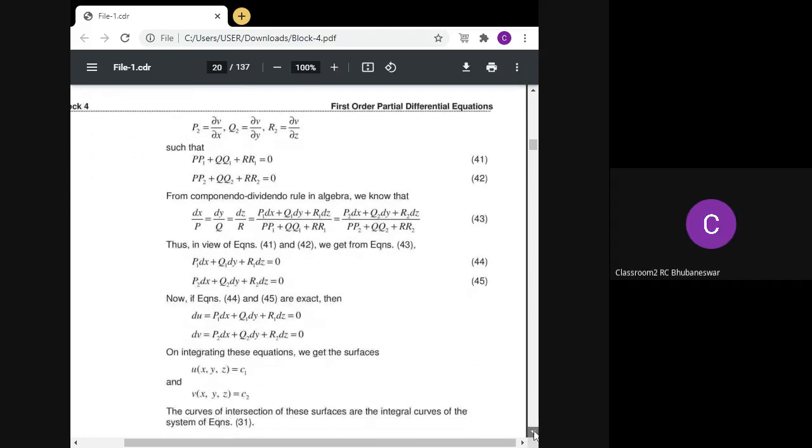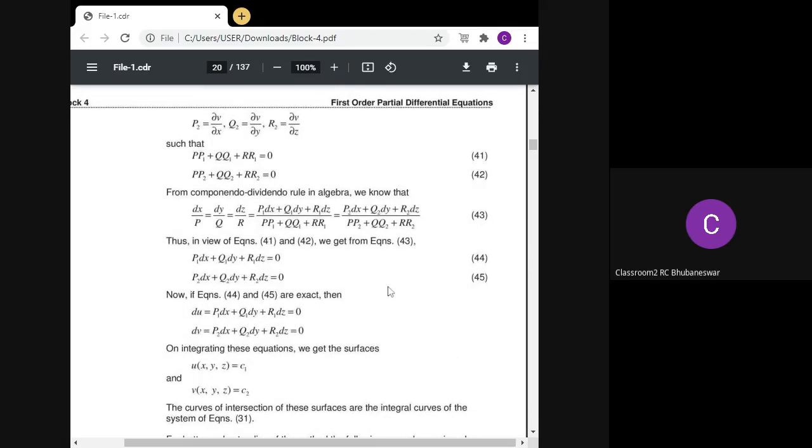Now, let us move to the next expression in 44, 45. As we have discussed here, after assigning this denominator equal to 0, the equation will convert to a simple form, in the form of l1 dx plus m1 dy plus n1 dz equals 0. This equation has been developed from the relation du equals 0, and the second has been developed from dv equals 0. So once we get du equals 0 and dv equals 0, we can easily integrate these two equations to find the surfaces u equals c1 and v equals c2.